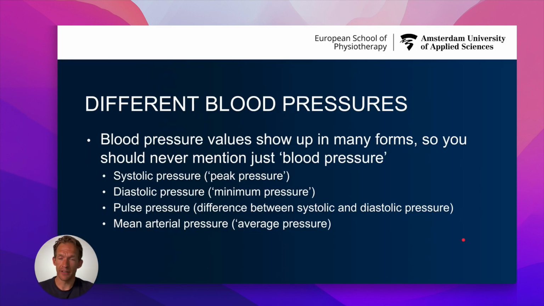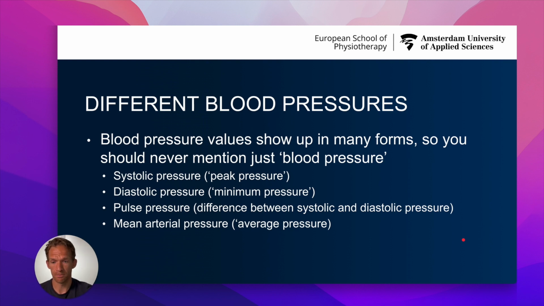And then you see that in different guidelines or in different applications, sometimes different components of blood pressure are used. We can look at the systolic pressure. Like I said, that's the peak. We can look at the diastolic pressure, that is the minimum. But we can also look at the pulse pressure, which is basically the difference between the two. Or we could look at the mean arterial pressure, which is, let's say, the mathematical average over time for diastolic and systolic pressure.